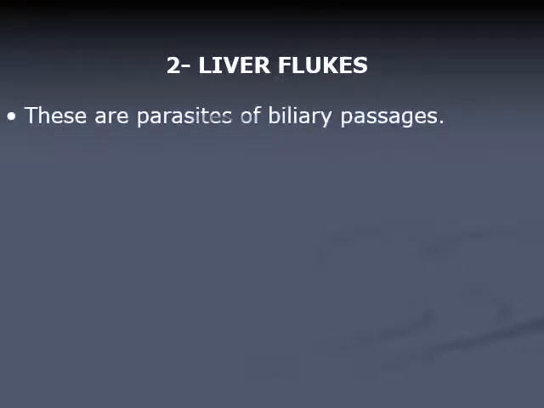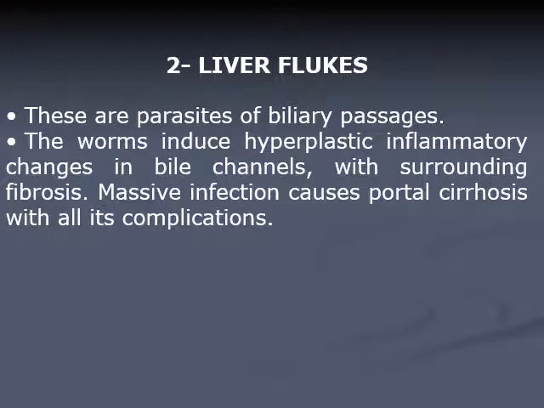Now we come to liver flukes. Liver flukes will have one in the Far East and one in Egypt also. They are parasites of biliary passages. The worms induce hyperplastic inflammatory changes in bile channels with surrounding fibrosis. Massive infection thus can cause portal cirrhosis and also the complications of portal cirrhosis as we see in other liver disease.